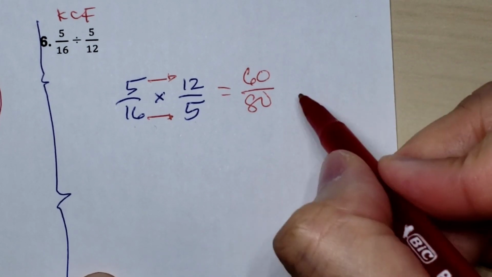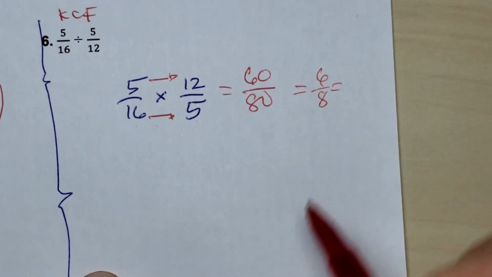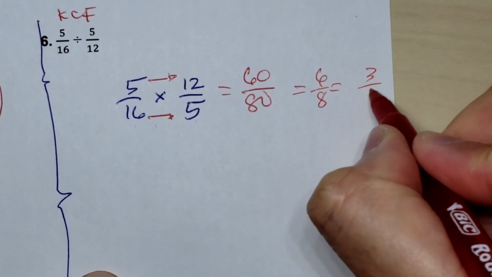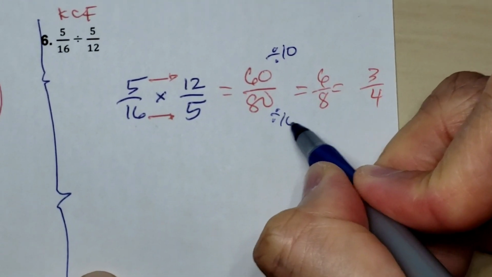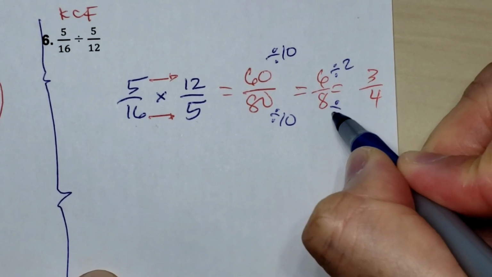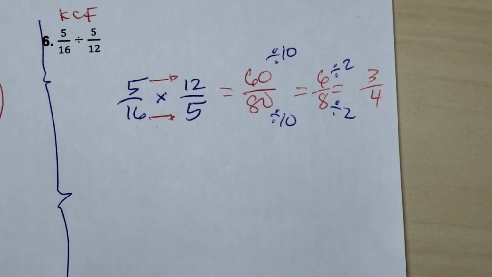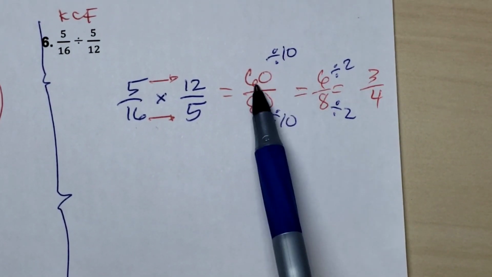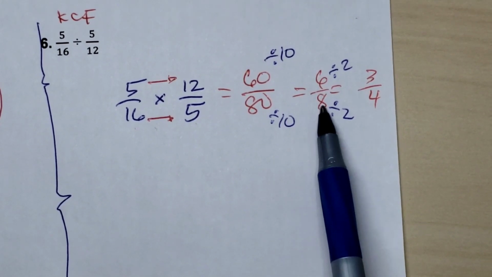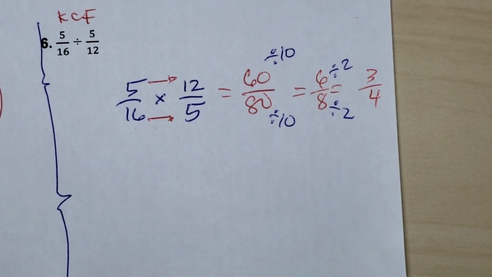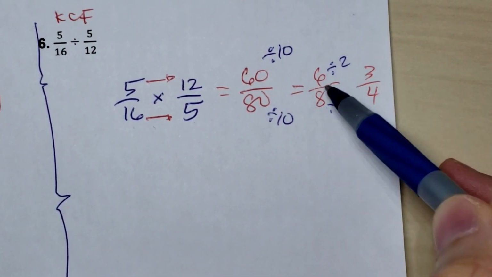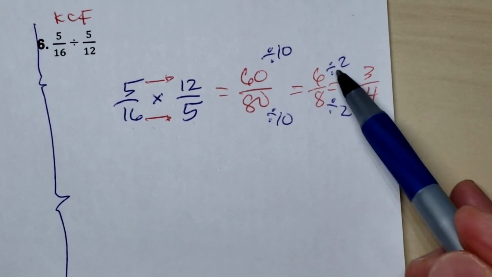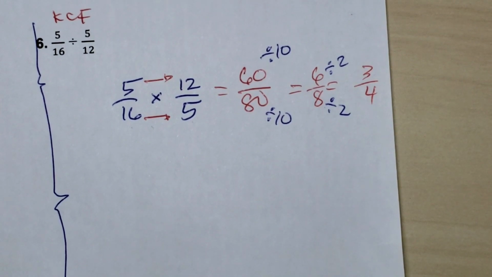We can divide it by 10, and that gives you 6 over 8. We can divide it by 2. That gives you 3 over 4. So again, we divide this by 10. Then we divide this by 2. Now, how do I know what numbers to divide? Again, 10 times 6 gives me 60. 10 times 8 gives me 80. You need to know your multiplication facts. Again, 6 and 8, we can do 2 times 3 is 6. 2 times 4 is 8. So 2 is the common factor of 6 and 8.